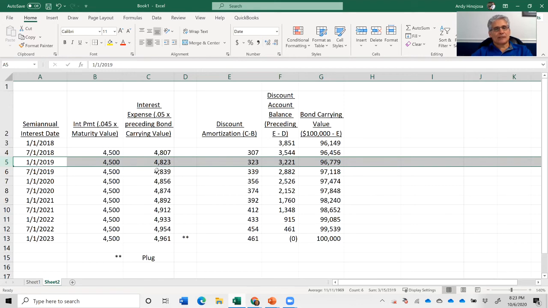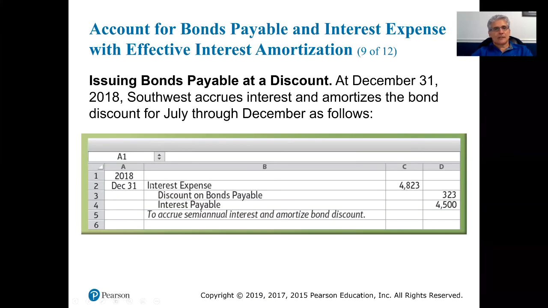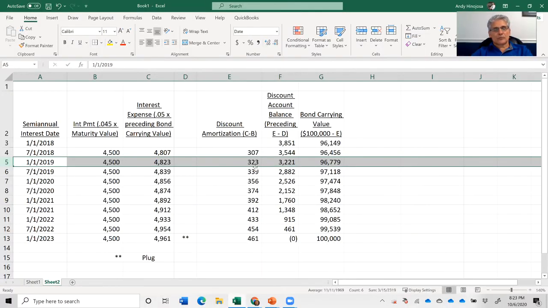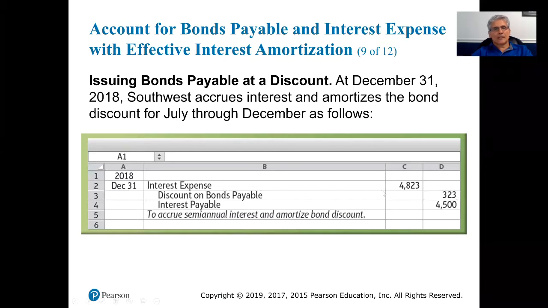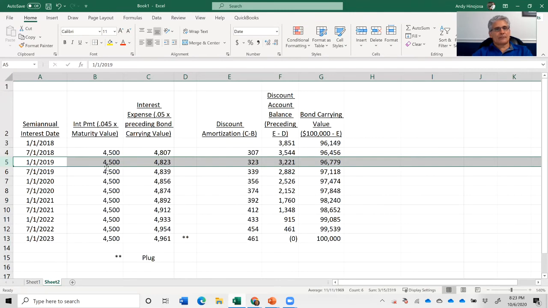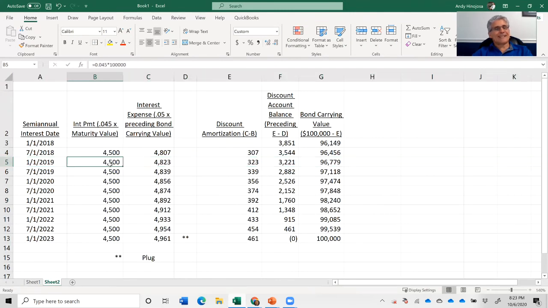The interest expense, there's the debit. The credit is going to be to discount on bond payable, $323. If we had paid it, the credit would be cash, but it's not going to be because we're not paying it on December 31st. We're going to pay it on January 1st. So instead, we're going to recognize interest payable of $4,500. That's what we're going to pay the next day.